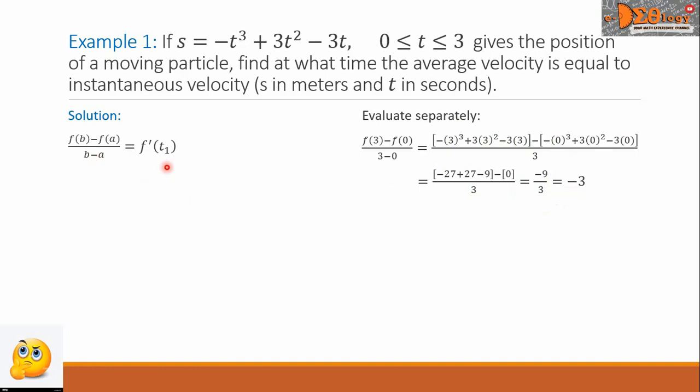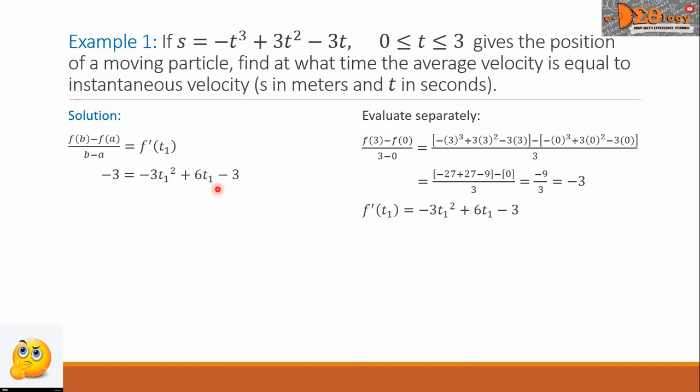Next, the right side, f prime of t sub 1. We're going to take the derivative of our function and evaluate it at t sub 1. The derivative of negative t cubed is negative 3t squared, but we will write negative 3t sub 1 squared. The derivative of 3t squared is 6t, but we will write 6t sub 1, minus the derivative of 3t, which is 3. So this is our value for the right side. Let us now substitute the values of the left side and the right side in this formula. So we have negative 3 is equal to negative 3t sub 1 squared plus 6t sub 1 minus 3.